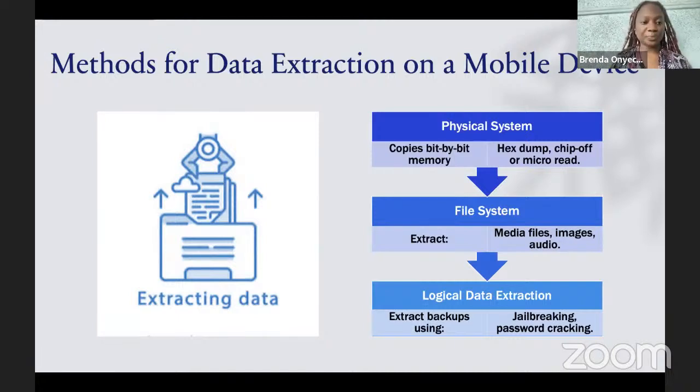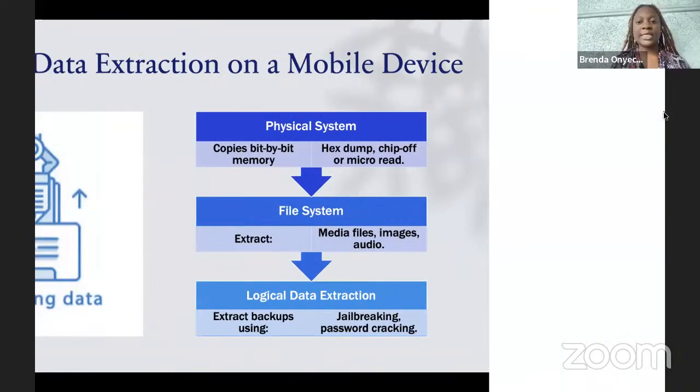This includes the physical system, where we extract the device memory bit by bit. We can use techniques like hex dump, chip-off, or micro-read, and this is the most extensive method. We also have the file system, where we extract media files, images, audio, music, videos, and recordings from your phone.